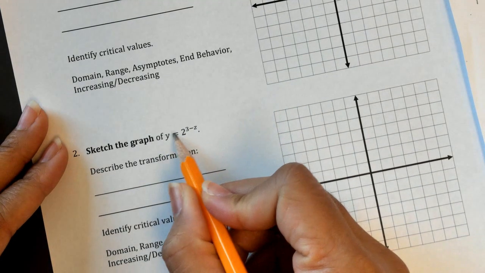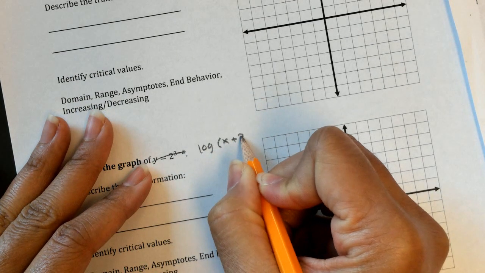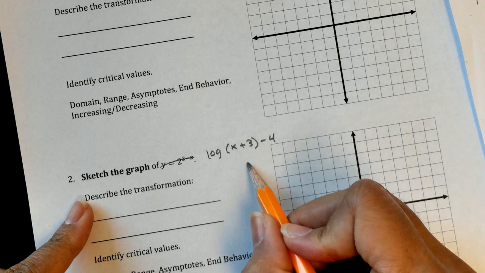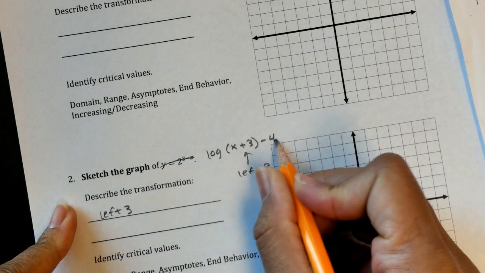Okay, let's try a log. Okay, so I already did that one during class. So let's do this one. Log of x plus 3 minus 4. Okay, so this went to the left 3. So left 3 and down 4.